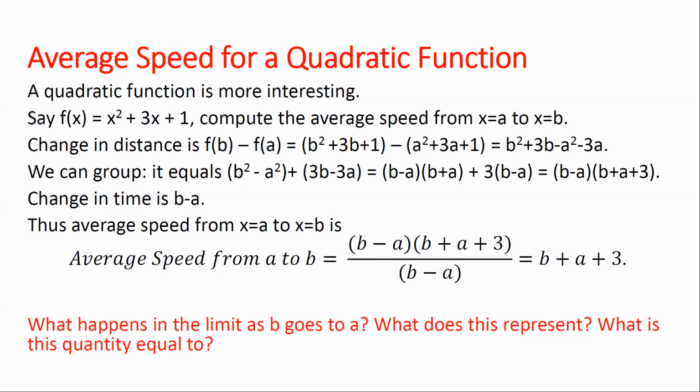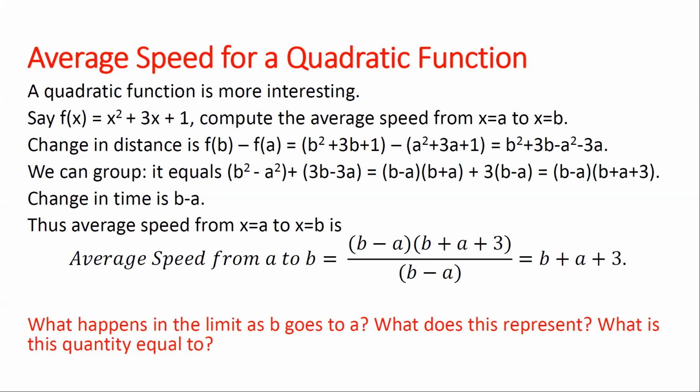Like an hour? If the car wants to give you the instantaneous speed, a couple of seconds? Maybe not even a whole second, maybe a tenth of a second. Yeah. And you see how much the wheel has turned in a tenth of a second. So the average speed over shorter and shorter intervals should approximate the instantaneous speed at a.